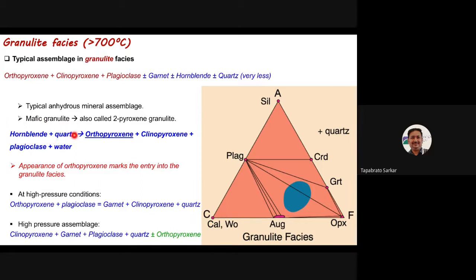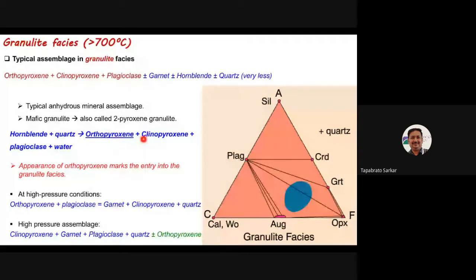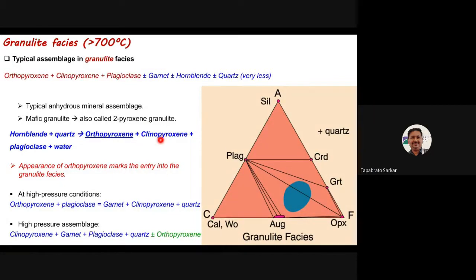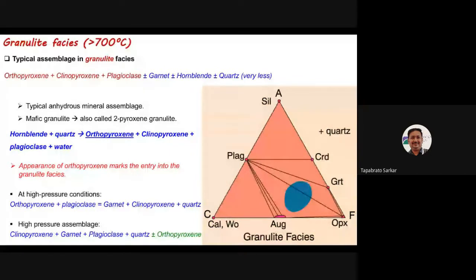Hornblende plus quartz forms orthopyroxene plus clinopyroxene plus plagioclase plus water. Clinopyroxene, as you have seen, can be present in the amphibolite facies as well. I've shown you the pictures. Along with hornblende, clinopyroxene can be present, but the formation of orthopyroxene marks the entry into the granulite facies condition. So whenever we find orthopyroxene in a mafic rock, only then can we say that it has moved into the granulite facies condition, which is more than 700 degrees centigrade.